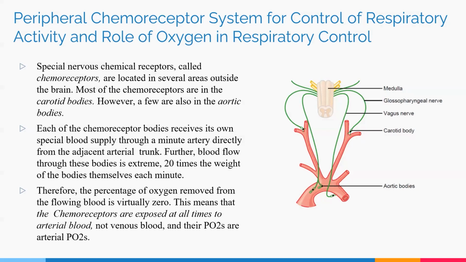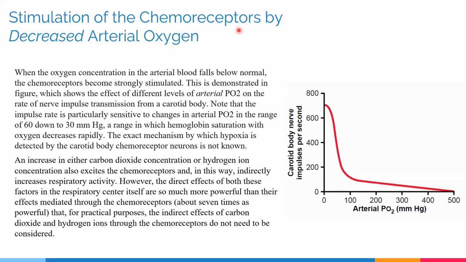Next, we look into the stimulation of the chemoreceptors by decreased arterial oxygen. When the oxygen concentration in the arterial blood flow falls below normal, the chemoreceptors become strongly stimulated. This is demonstrated in the figure shown right here, which shows the effect of different levels of arterial PO2, the variable plotted on the x-axis, on the rate of nerve impulse transmission from a carotid body, which is plotted on the y-axis.